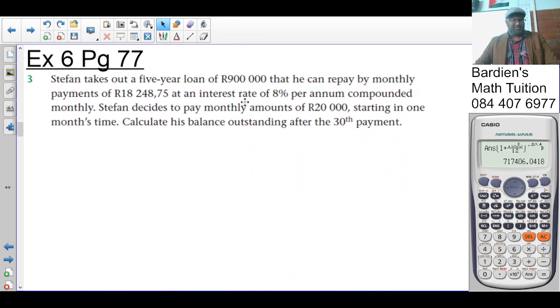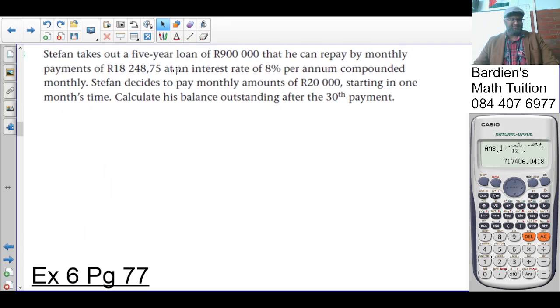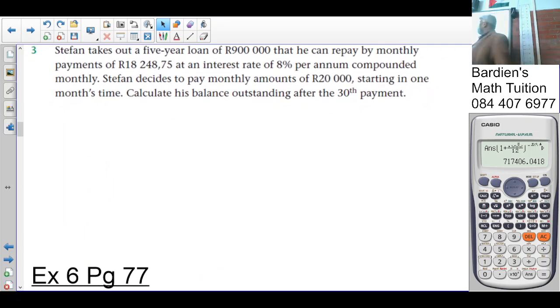So now we're looking at number 3. Number 3 is out of exercise 6 on page 77. We are told that Stephen takes out a 5-year loan of 900,000 that he can repay by monthly payments of 18,248 rand and 75 cents at an interest rate of 8% per annum compounded monthly. Stephen decided to pay a monthly amount of 20,000 rand starting in 1 month's time. Calculate his balance outstanding after 30 payments.